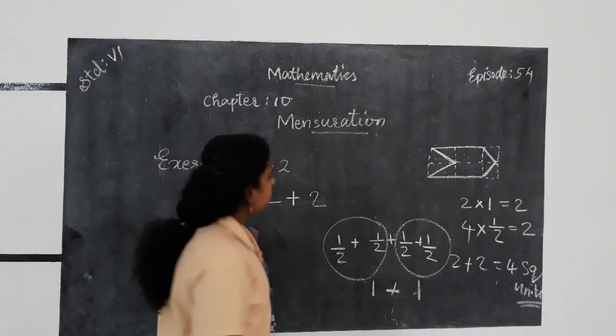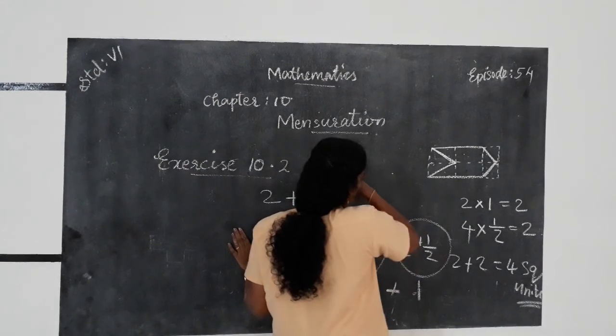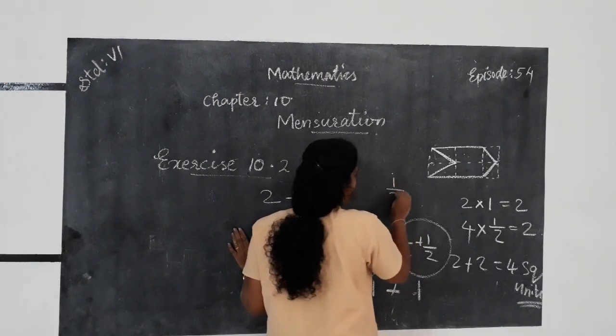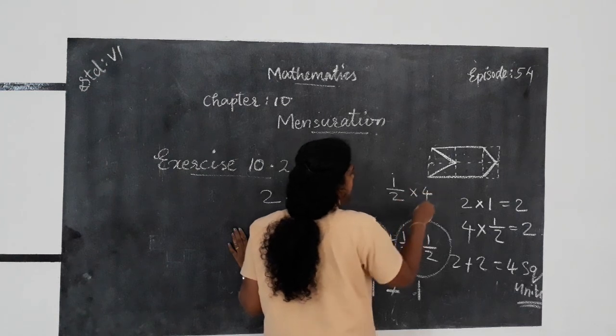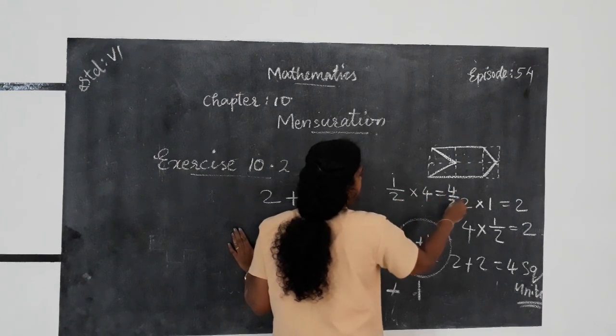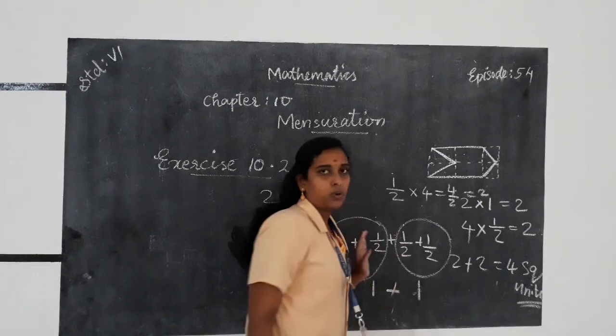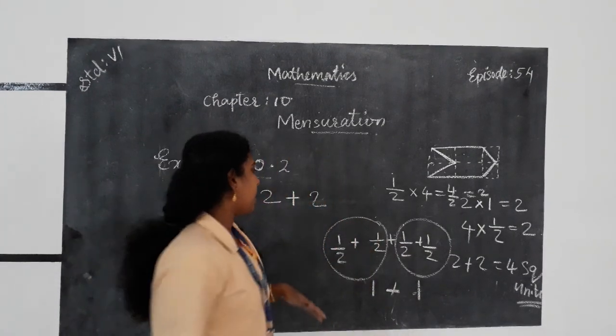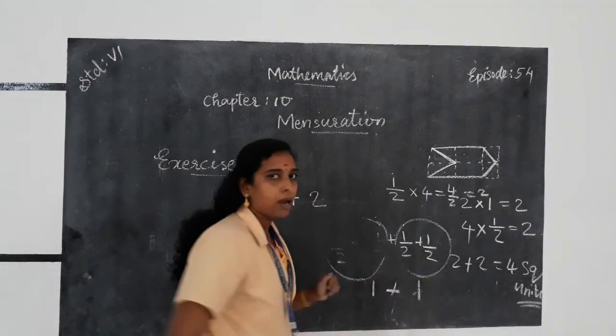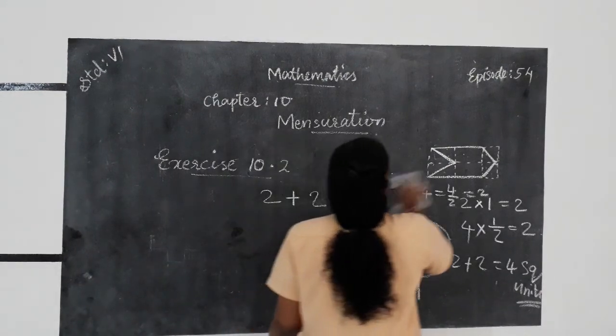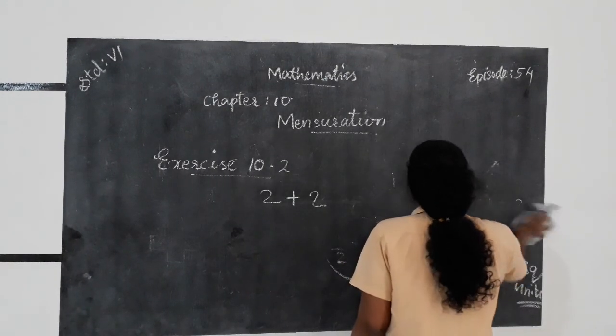Or the number of half filled squares is half into 4 half filled squares, that is equal to 4 by 2, which is equal to 2. In this way, you can find the area of the given figure by counting the number of squares. Then the next question.